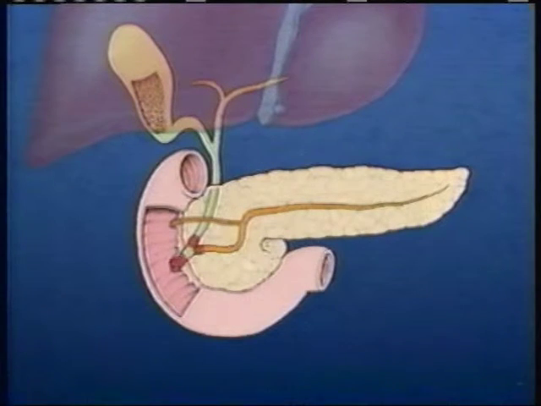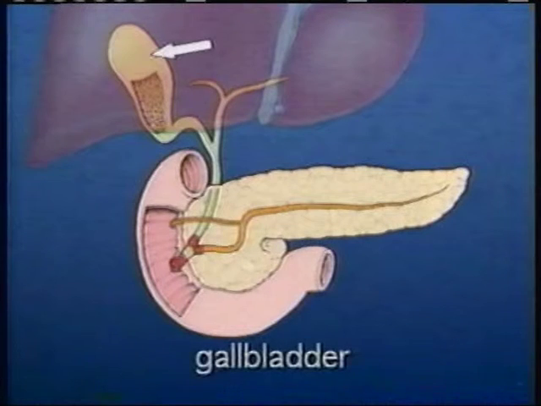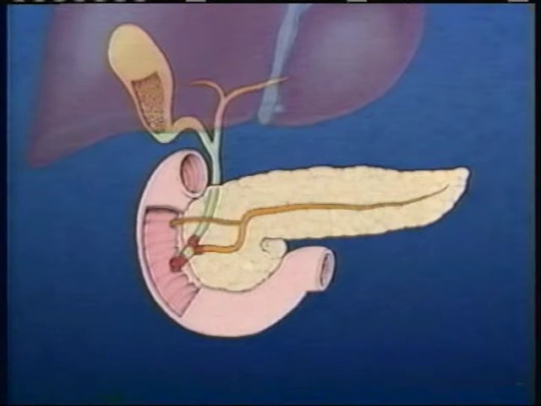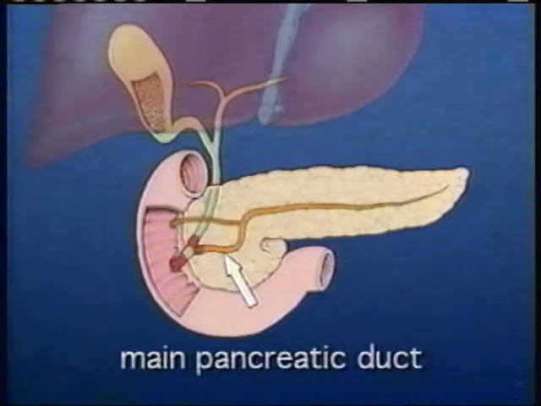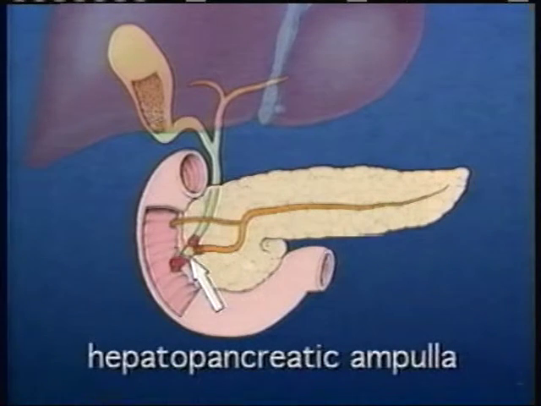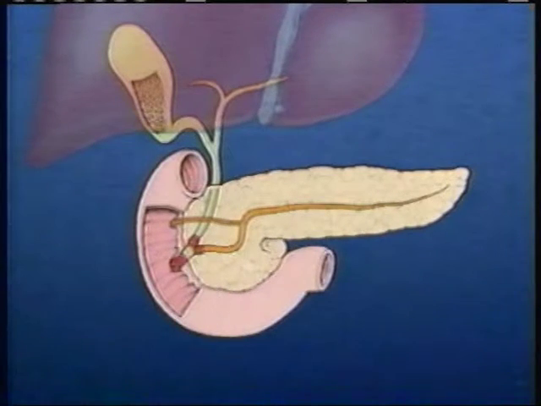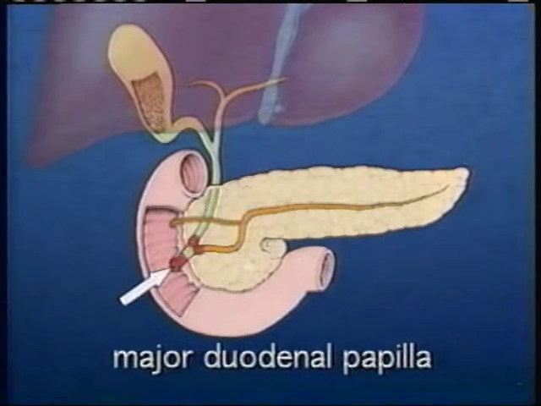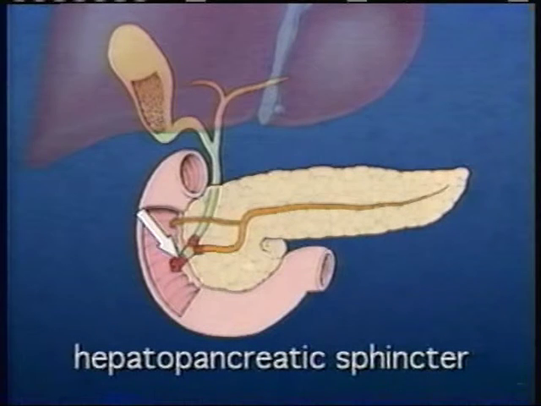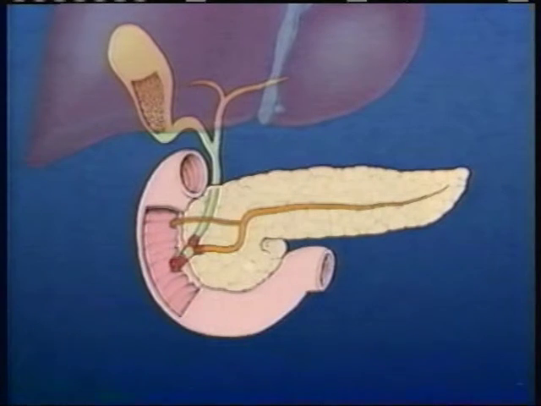If bile is not needed for digestion, it is diverted to the gallbladder, where it is stored and concentrated by removing water and ions. When bile is needed for emulsifying fats in the digestive tract, it leaves through the cystic duct and empties into the common bile duct. This duct joins with the main pancreatic duct to form the hepatopancreatic ampulla. It opens into the duodenum at the major duodenal papilla. The hepatopancreatic sphincter controls the movement of bile and pancreatic secretions into the duodenum.